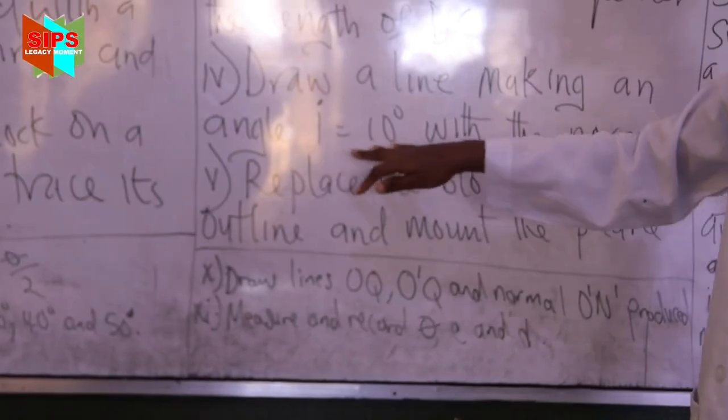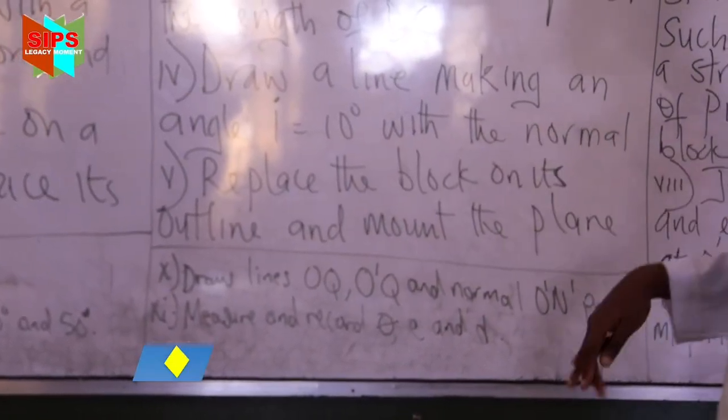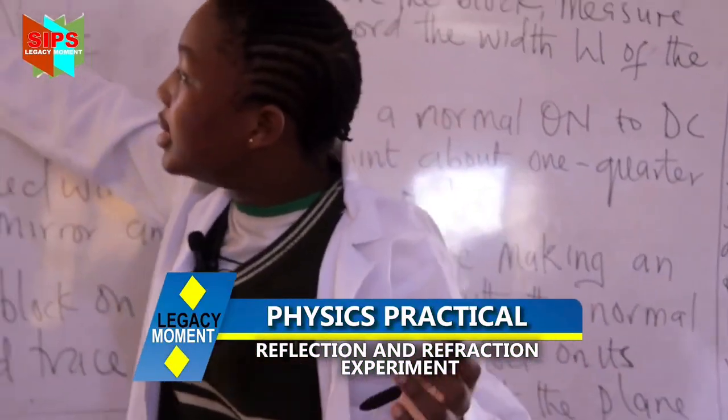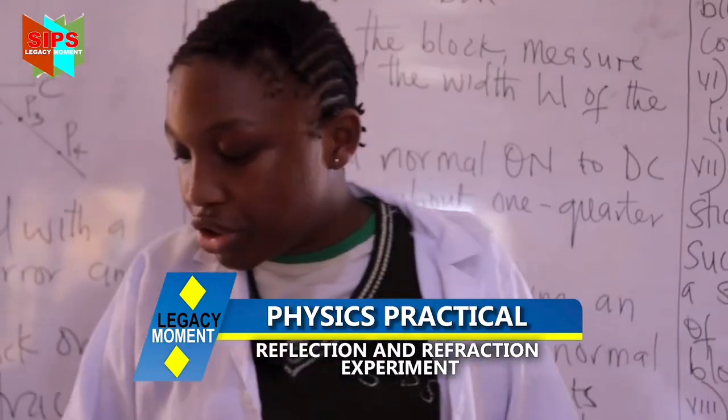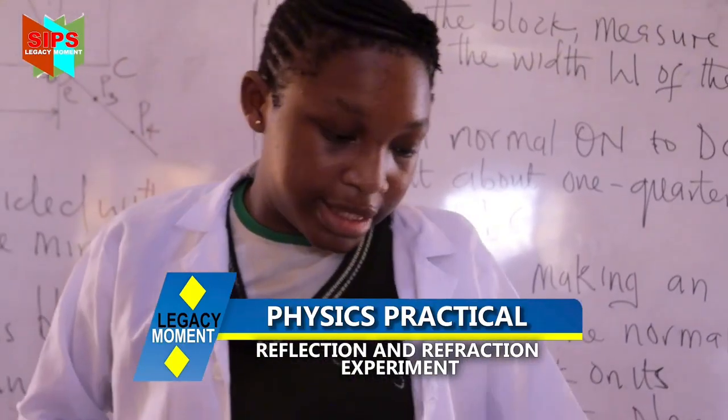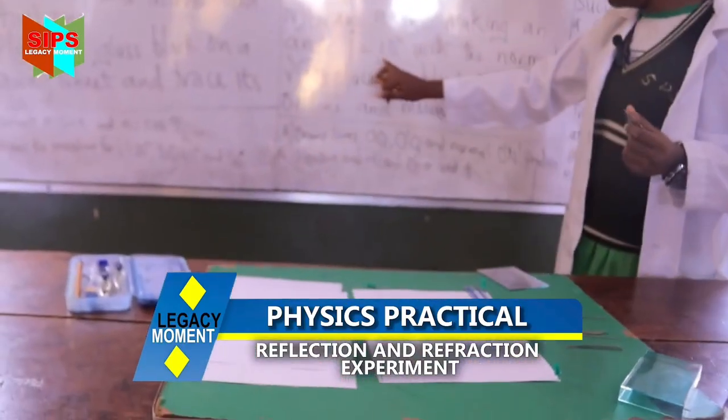Draw a line making an angle I is equals to 10 degrees with the normal. So N here is our normal, and I'm going to use my protractor to measure 10 degrees. That's I to the normal.